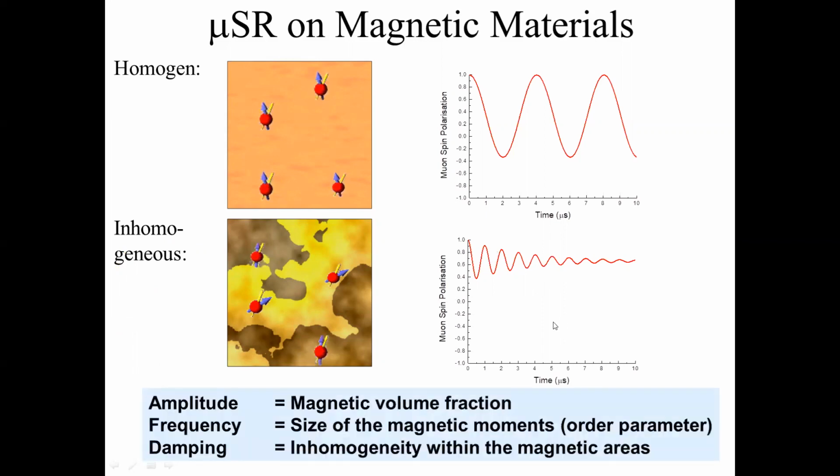In general, for magnetic materials, there are three important pieces of information one can immediately get from muon experiments, and these are the following. First, the amplitude. This gives you the information about the magnetic volume fraction. Then the frequency. This gives you information about the size of the magnetic moments, the order parameter. And the damping. This shows the inhomogeneity within the magnetic areas. So in principle, muon is a wonderful technique to get local information about magnetic materials.